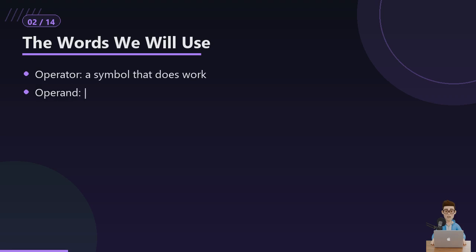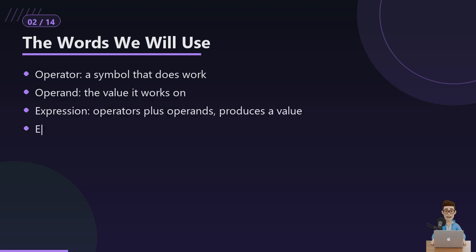Quick vocabulary before we start in plain words. An operator is like a kitchen tool, and operands are the ingredients it works on. An expression is the whole recipe, like 2 plus 3, and evaluating it just means Python cooks it down to one final value. In short, expressions are little math sentences that Python reads and answers.